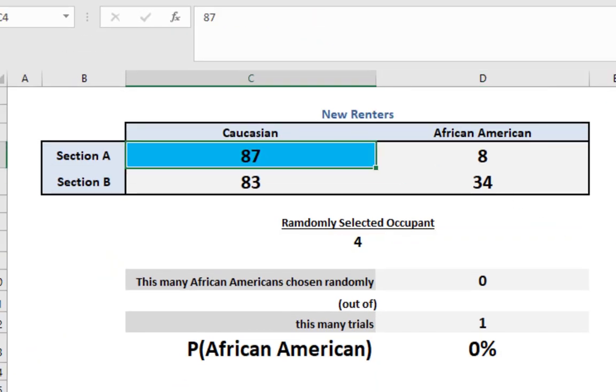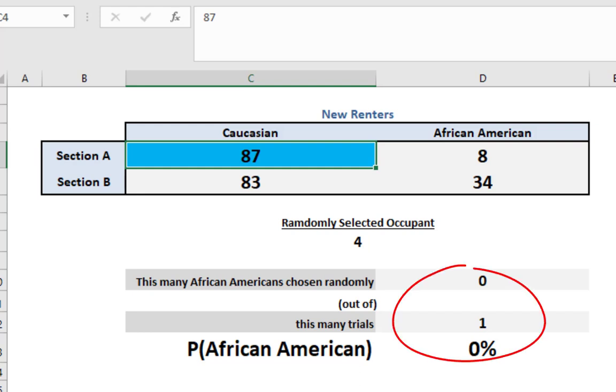Now, you might look up here and notice that the Caucasian section A quadrant is being highlighted. That's because I made Excel decide if the random number is between 1 and 87, then you highlight that cell right there. If the number is bigger than 87 but less than 170, you're going to highlight Caucasian section B. And similarly, I've got Excel coded to highlight African American section A and African American section B based on the results of that random number. So right now, it has randomly selected someone, and that someone is not African American. So that data is being kept track of down here.